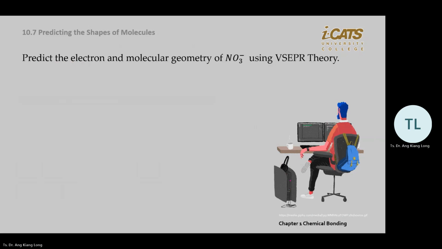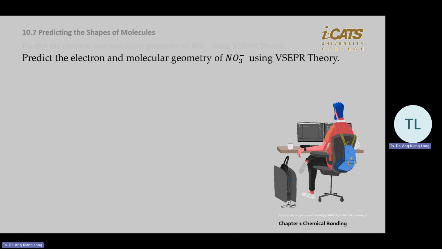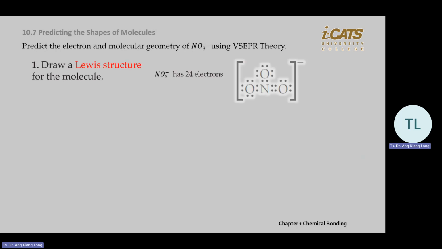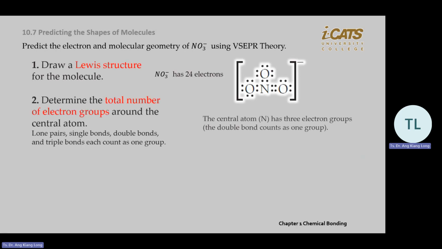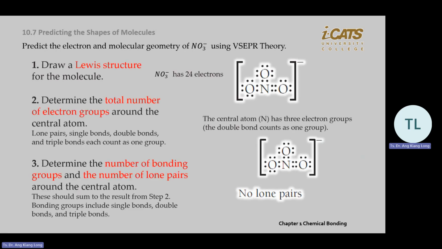All right. Now, another example, just go very quick. If you have a question, just ask me. If you're asked to do NO3 negative using VSEPR theory, for sure you need to refer to the table already. Right? So let's say you already do all the things, you arrive at this answer.